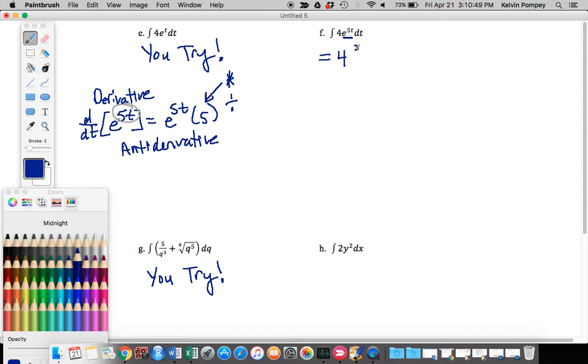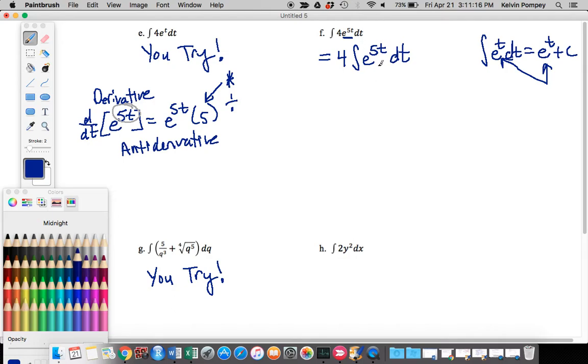That 4 I can bring out in front of the integral, and I'll look at the integral of e to the 5t dt. Okay? Now, I said earlier in this lecture, I probably used x, but the integral of e to the t dt is e to the t plus c, right? Because if I do the derivative of e to the t, I'm going to get back e to the t. So this one's nice, right?